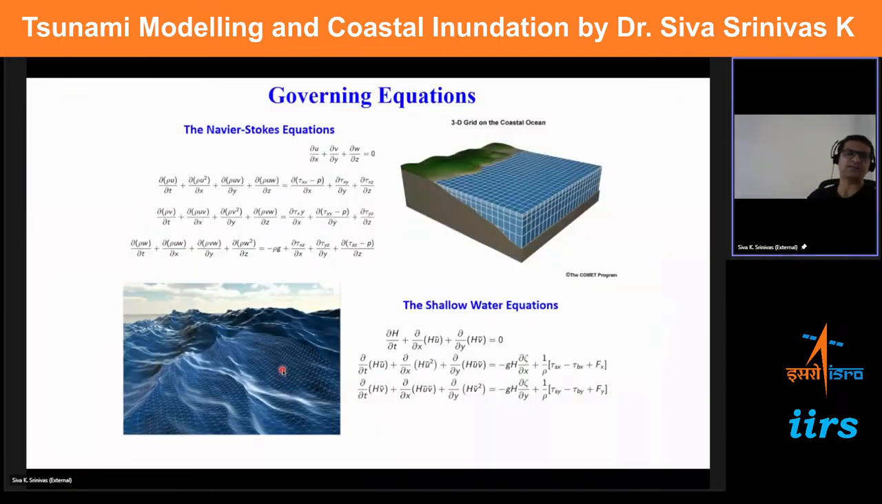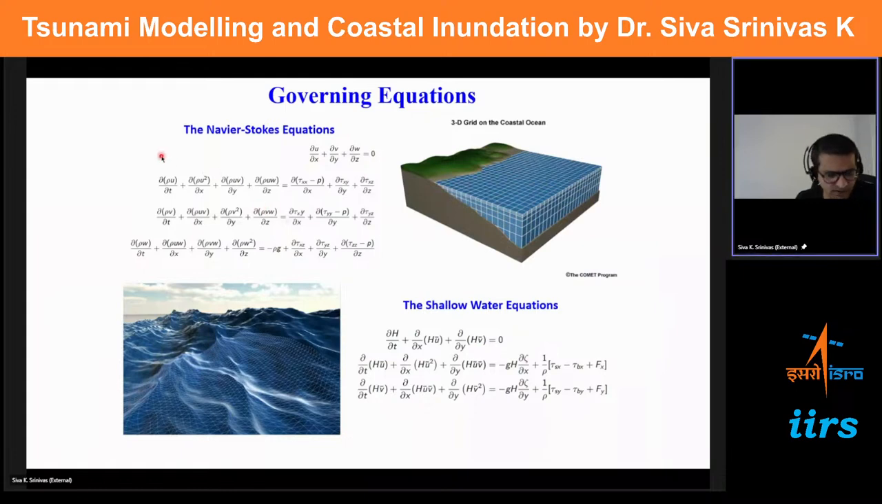Already having said that every physical phenomenon is governed by differential equations, even tsunami is a physical phenomenon. It is governed by a set of differential equations. Being a fluid, it is governed by the Navier-Stokes equations. We have 4 equations: the equation of continuity and the equations of motion along x, y, and z. The equation of continuity will give us the wave height. The equations of motion will give us the velocities u, v, and w.